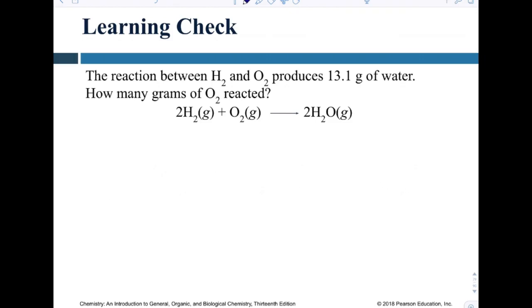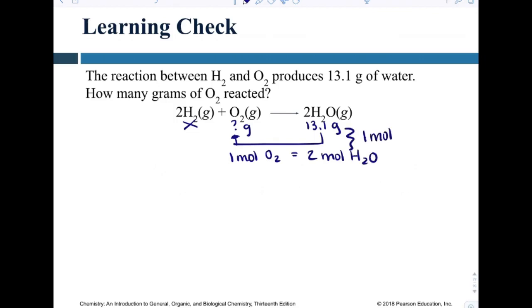Okay, so the reaction between hydrogen and oxygen produces 13.1 grams of water. So I'm going to write 13.1 grams below water. How many grams of oxygen are needed? So how many grams here? Don't need anything about the hydrogen. And we're going to be moving this way. If I'm going to be changing substances, I have to have a mole ratio. For every 1 oxygen, I make 2 waters. If I'm going to be using moles, I need a molar mass. And I need another molar mass.